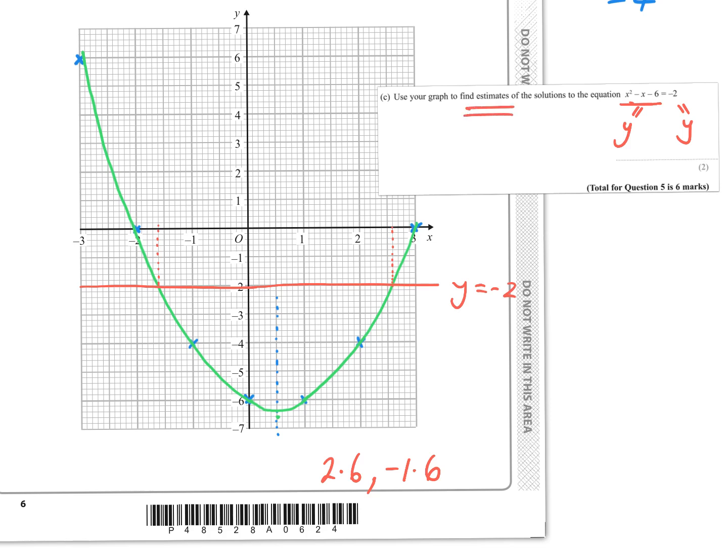So in the exam you'll have some kind of limits of accuracy. And the limits of accuracy for the mark scheme were along the lines of 2.5 to 2.7 for this one, and negative 1.5 to negative 1.7 for this one. So that's quite good, so we can move on.